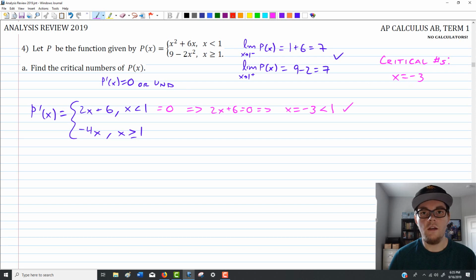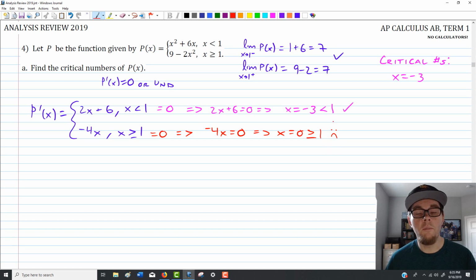Okay, our second thing to check. We need to check the second branch and figure out if it's equal to 0 there. So the question is, when does negative 4x equal 0? Clearly that occurs when x equals 0. But on this branch, we're talking about values that are greater than or equal to 1, which means there is not actually going to be a critical number at 0. Basically, that potential max or min occurs outside the domain that that part of the function is behaving on. So we do not get a second critical number from that.